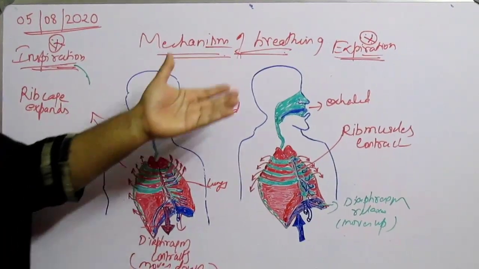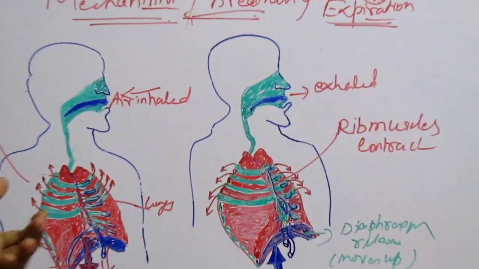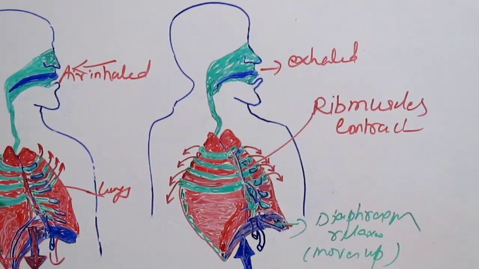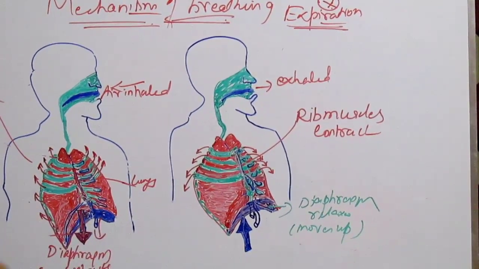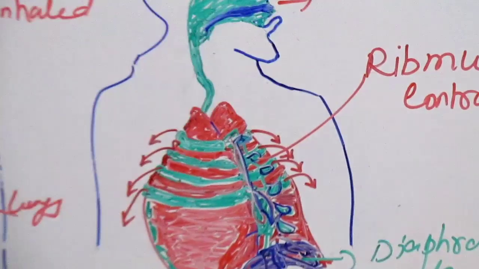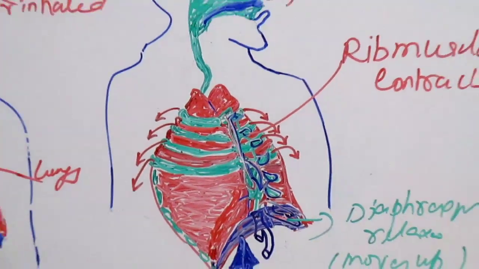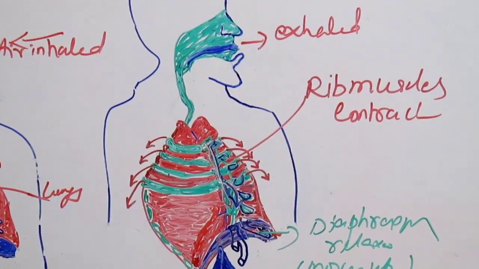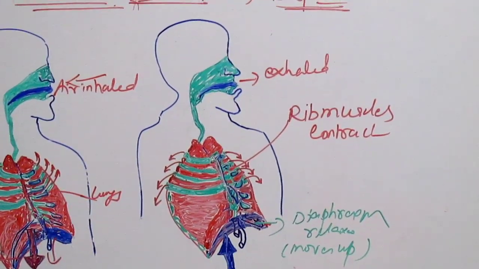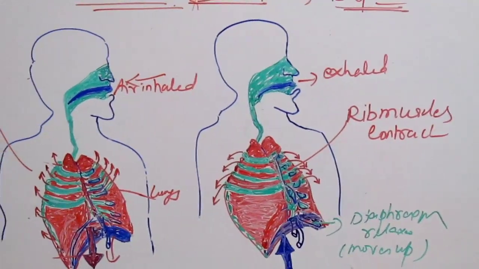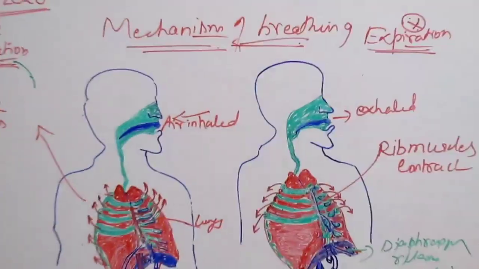During the expiration process, what is happening? When the air is exhaled, the diaphragm relaxes, moves up and comes to a dome shape. The rib cage is getting smaller and the internal intercostal muscles are getting contracted. When these intercostal muscles contract, the ribs are pulled back to their normal position.